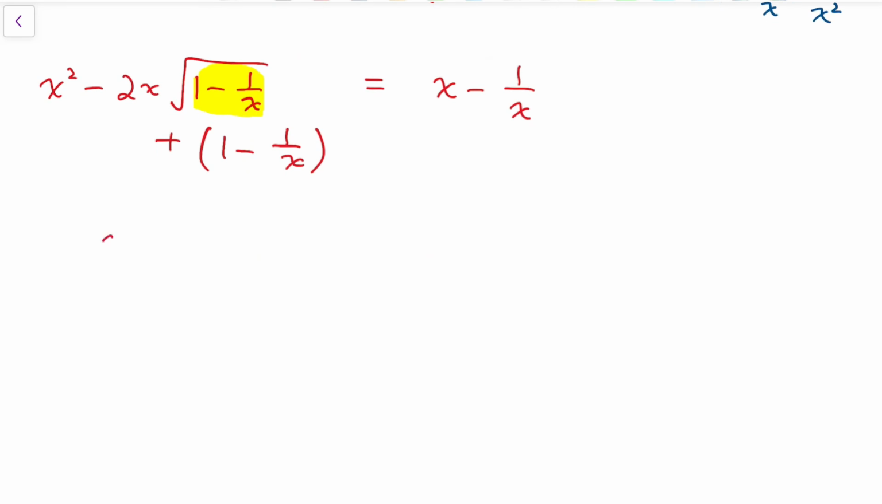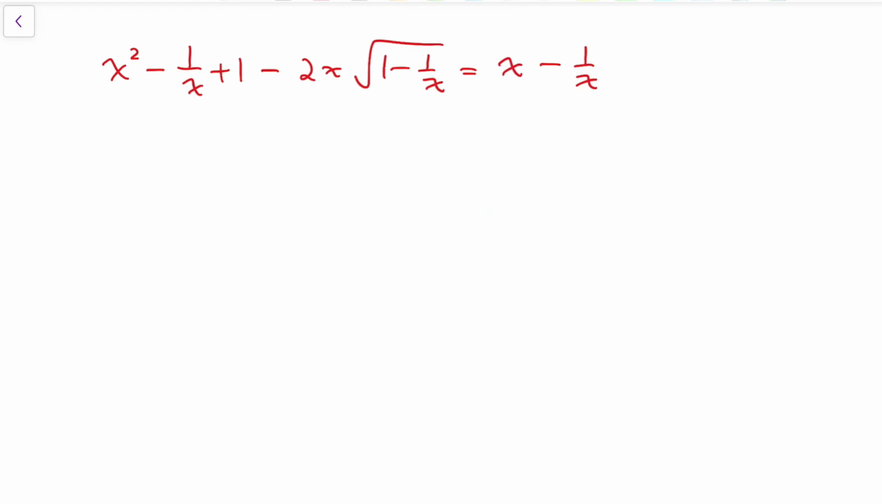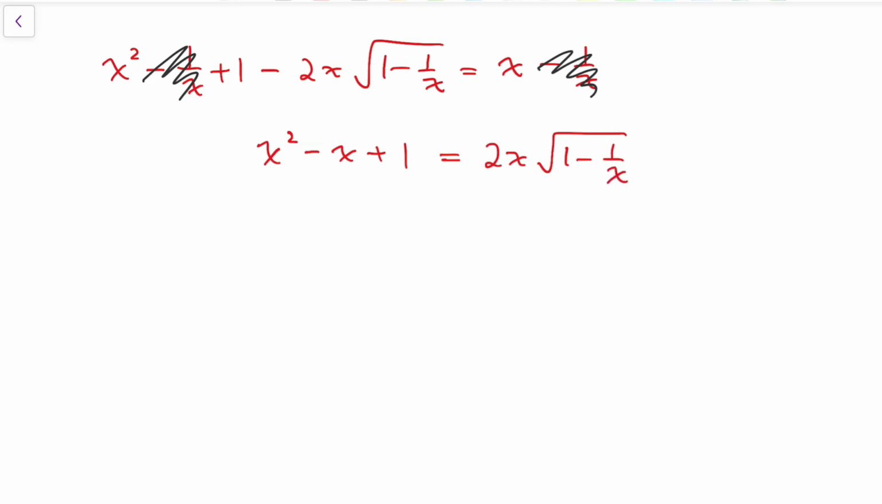So to proceed, we have x squared minus 1 over x plus 1 minus 2x square root of 1 minus 1 over x equals x minus 1 over x. It's just rearranging the terms. And now we can see that we can actually cross out minus 1 over x on both sides. Then we can move the x at the right to the left and the term that contains the radical sign to the right. So we have x squared minus x plus 1 equals 2x times the square root of 1 minus 1 over x.